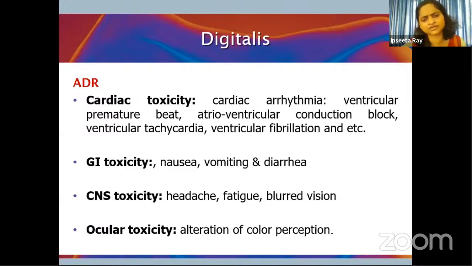Certain CNS toxicity like headache and fatigue can be seen. Ocular toxicity is peculiar with the cardiac glycosides. So there is alteration in the color perception, and there are halos around the objects which are seen when the patient is on cardiac glycoside.